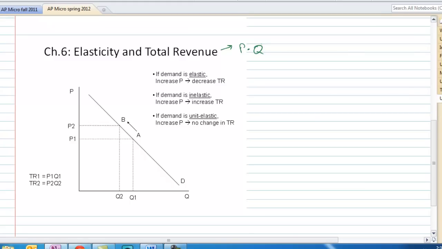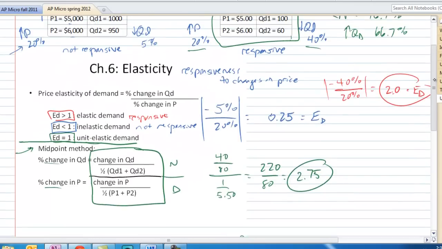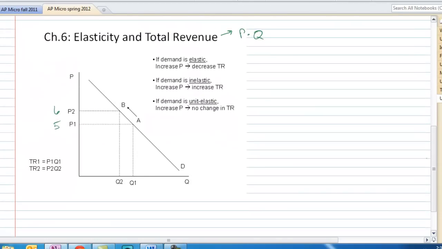And again, if you're the Jimmy John's manager, it's going to be important to you to know if I'm raising my price from $5 to $6, then how much is my quantity demanded falling? We said it was from 100 to 60. And what effect is that going to have on the total revenue I receive from selling this good?